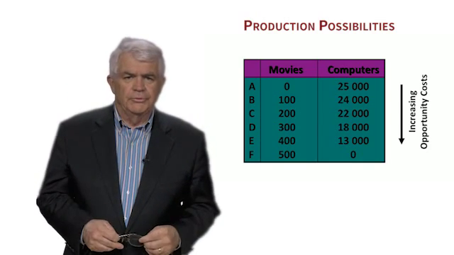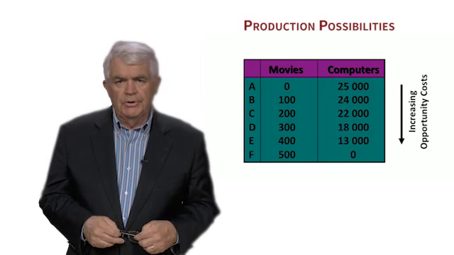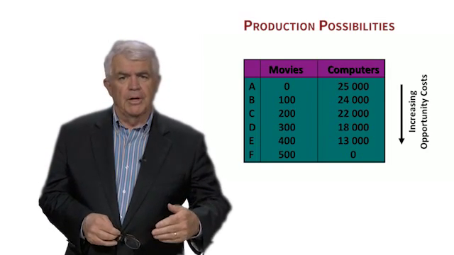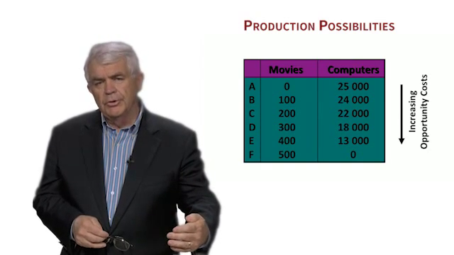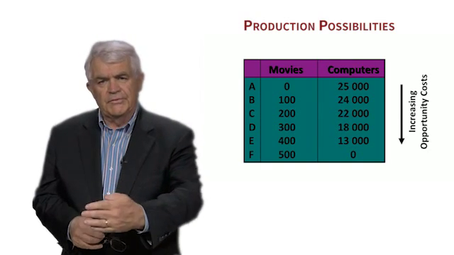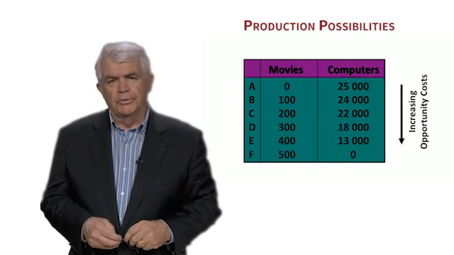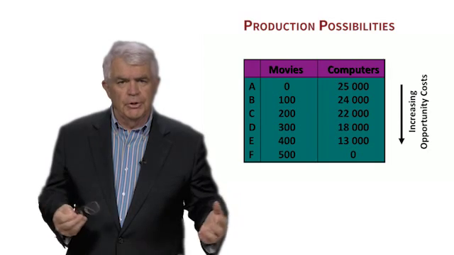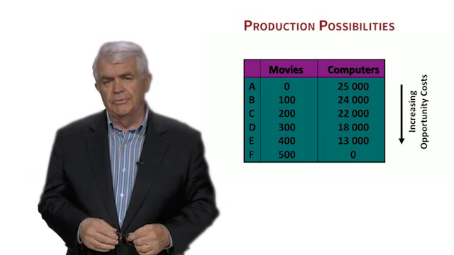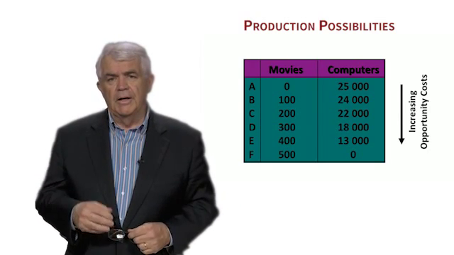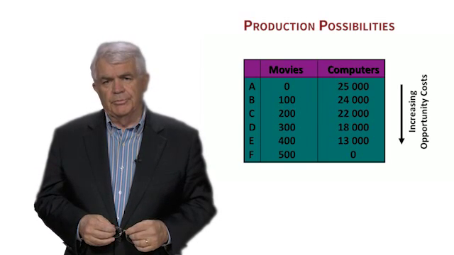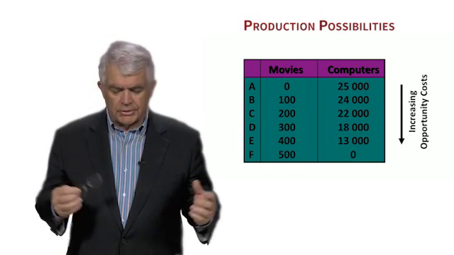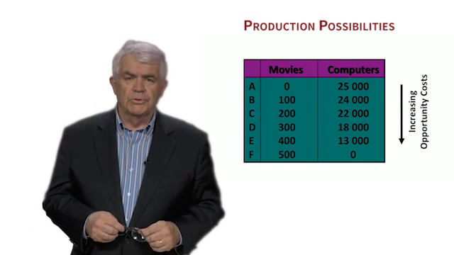Or you can make a few more movies, say 100 for example, and in that case you get fewer computers. That's the opportunity cost. Remember, the opportunity cost of producing more movies is less of something else, in this case, fewer computers, 1,000 fewer computers. If you produce more movies, say 200 rather than 100, that's an increment of 100 if you think about it. You also get fewer computers, but in this case it's even more of a loss. You get a 2,000 reduction from 24,000 to 22,000.